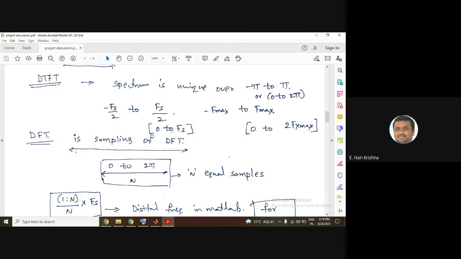Even while discussing the PPG signal, I might have mentioned this in the previous class, though I did not remember it correctly. In recordings, we design a 1000 Hz sampling frequency. So the maximum analog frequency is fs by 2, which is 500 Hz.